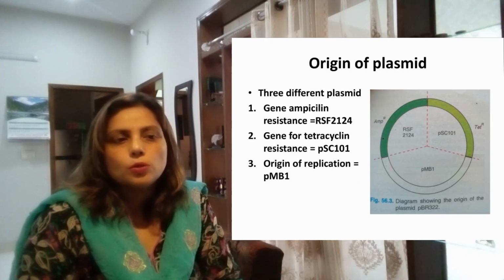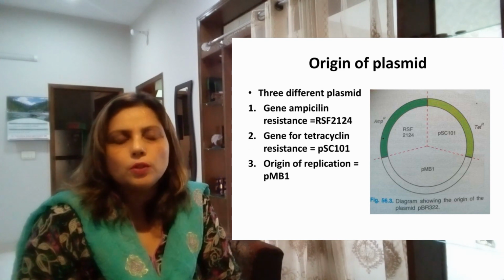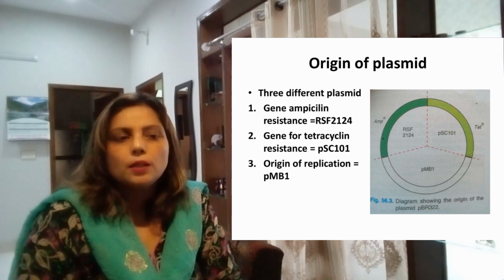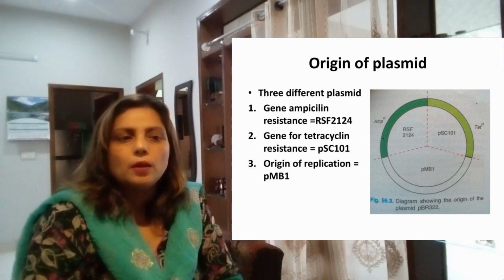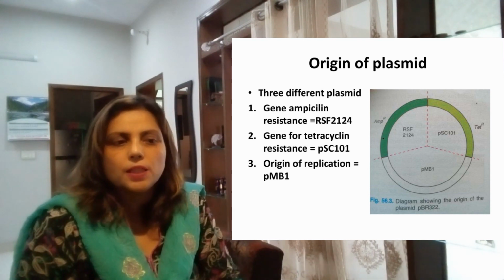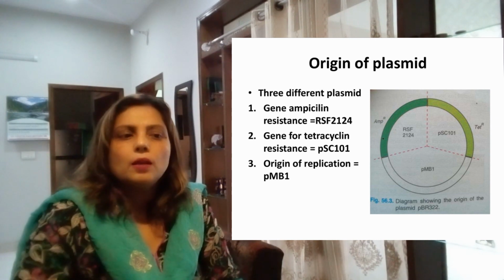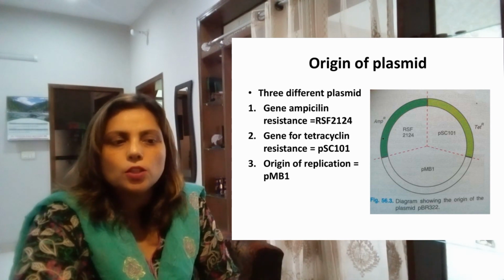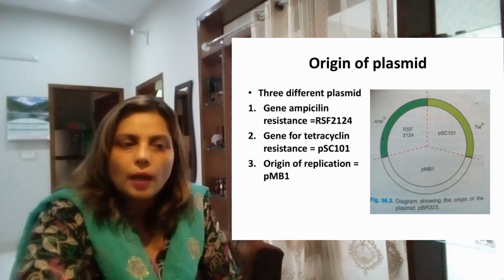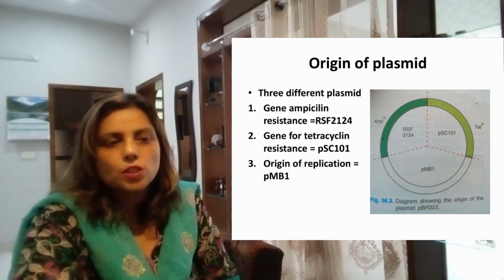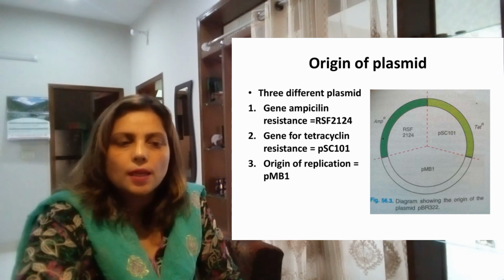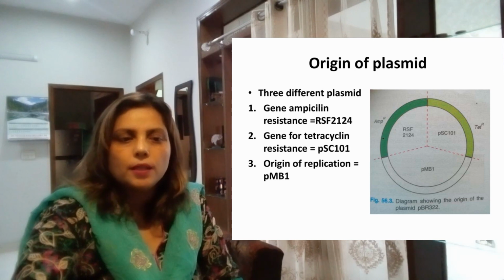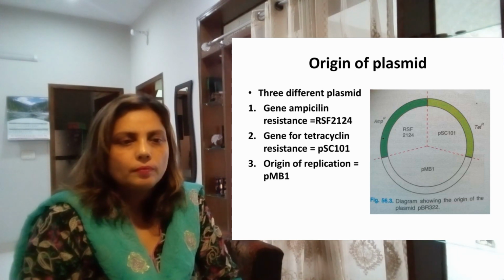When we talk about the structure of the plasmid, there are three important features. Number one is the gene for ampicillin resistance, number two is the gene for tetracycline resistance, and the third is the origin of replication. So the ampicillin resistance gene is in this plasmid, the tetracycline resistance gene is there, and there is one origin of replication.